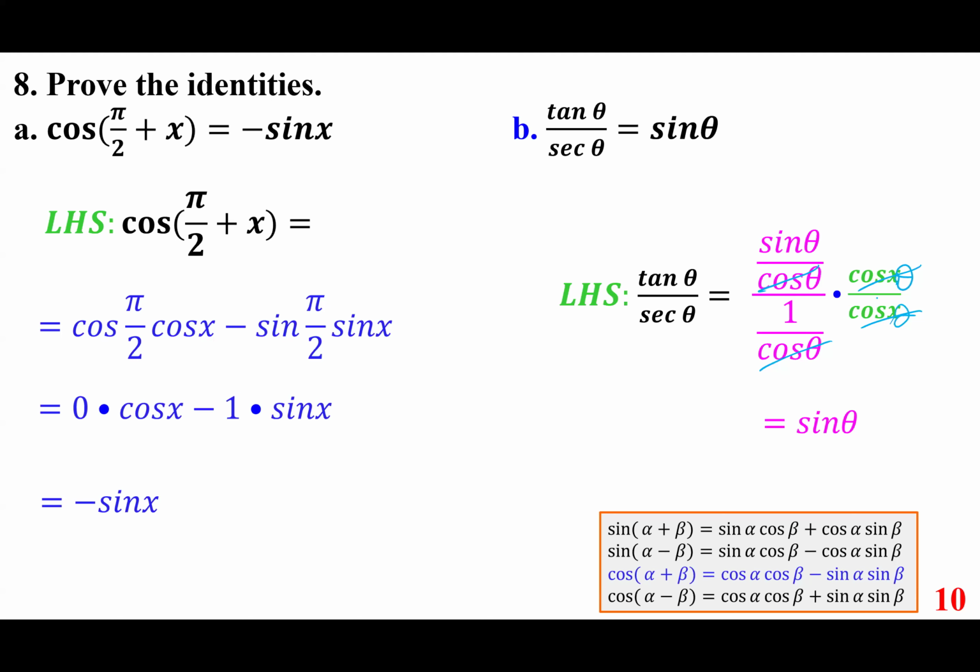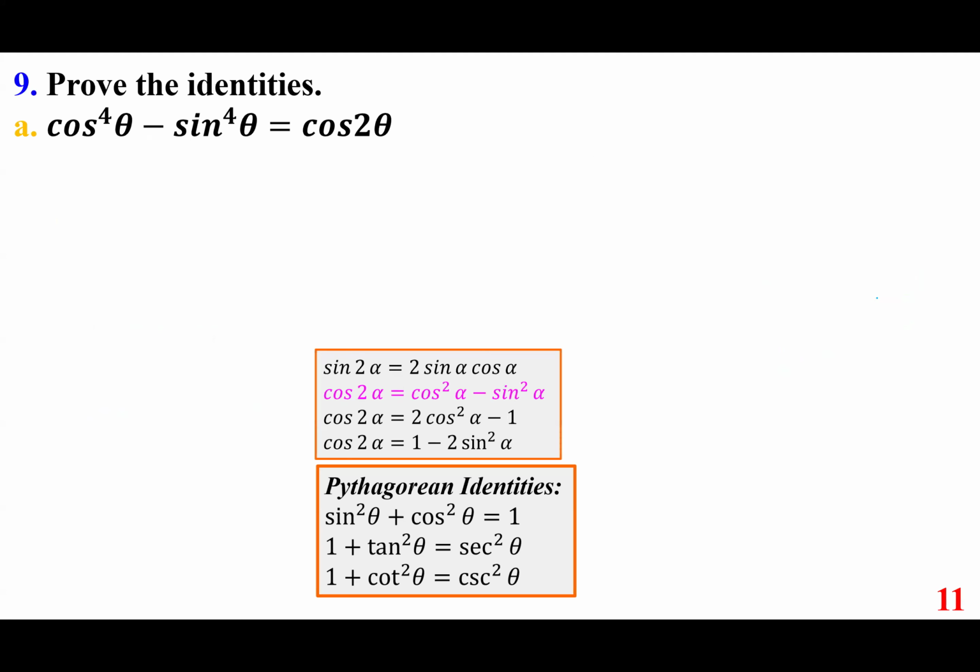So it's pretty straightforward. Prove cosine to the power of 4 theta minus sine to the power of 4 theta is cosine of 2 theta. Again, we start from one side. In this case, the left-hand side is more complicated.